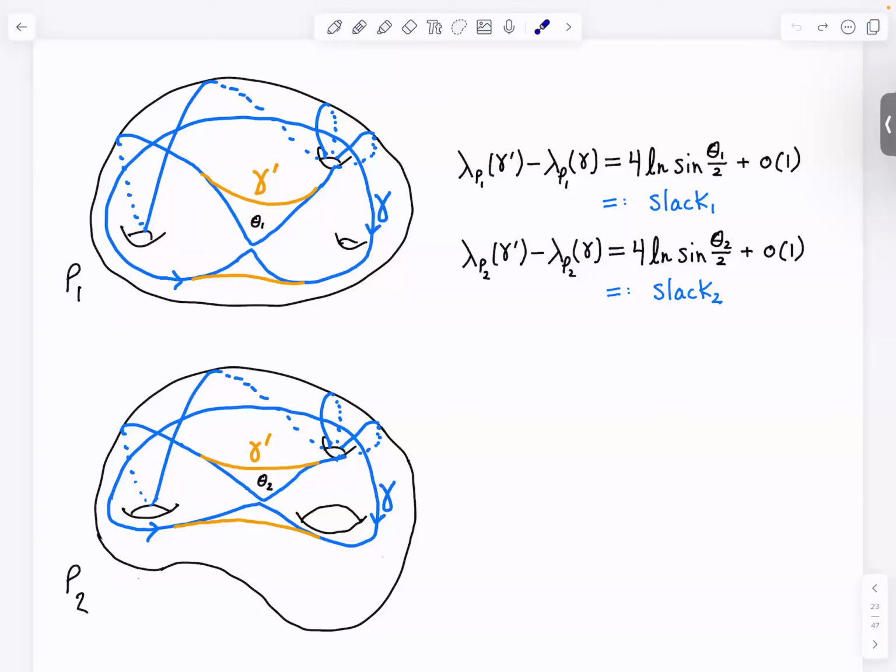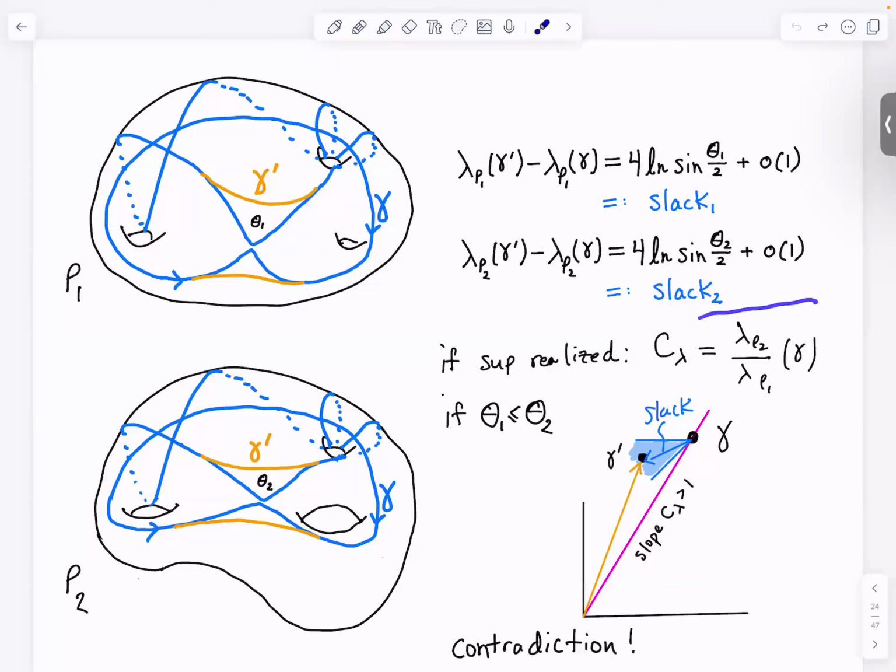Okay, but let me just say, so you do this in the first surface, you do topologically the same thing in the second surface and measure what happens to the geometry. You get another slack formula here. It's the same formula, except now since the angle is potentially different, theta 2, you get a slightly different slack, right? And so now let me convince you, if the supremum, let's say this blue gamma I've drawn actually is a curve realizing the supremum, the maximal possible length ratio. And let's assume that theta 1 is less than or equal to theta 2.